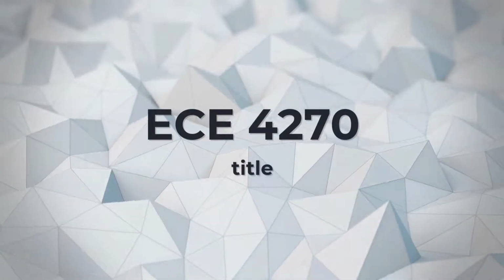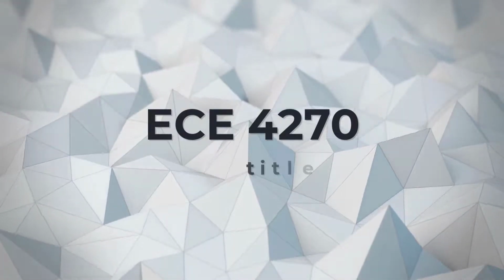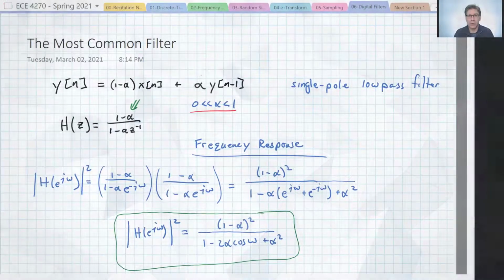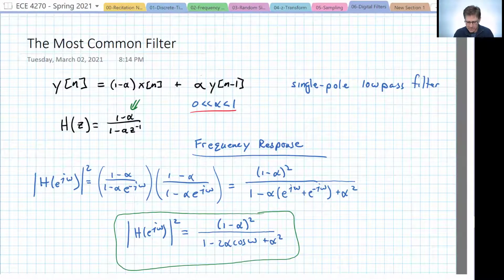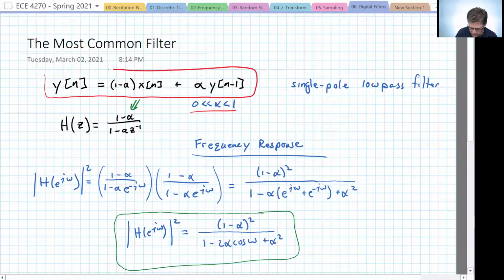Hello. I was approached yesterday by someone asking what you might use for a low-pass filter if you had a microcontroller. And I realized that it might be good to go over this filter here. This is a single-pole low-pass filter, and it is probably the most common filter ever used. Probably used 90% of the time you ever see a filter. And it's sometimes called a single-pole smoothing filter or a smoothing filter.